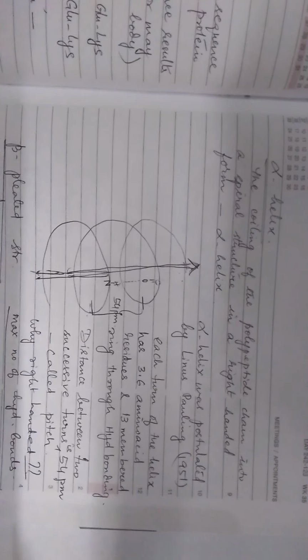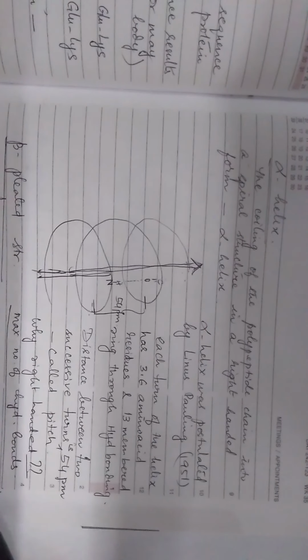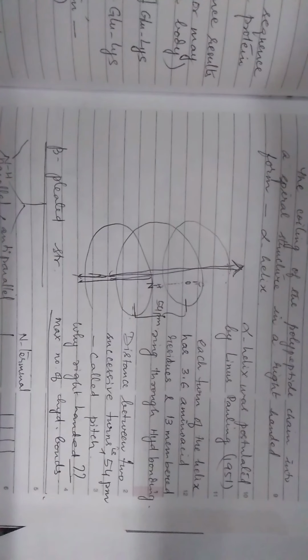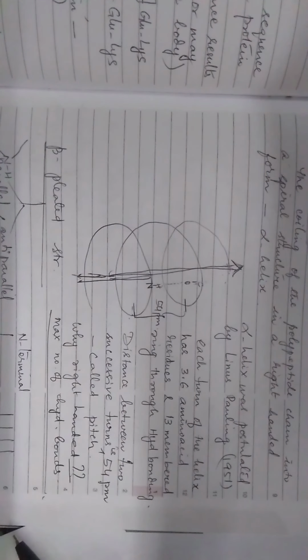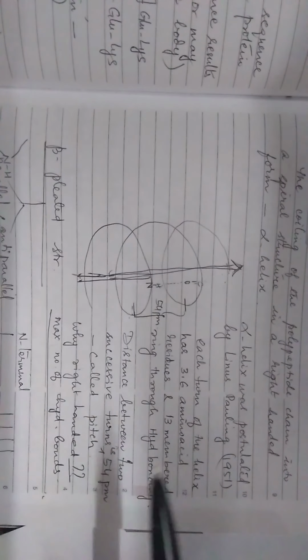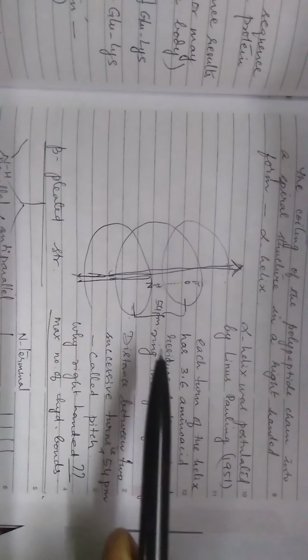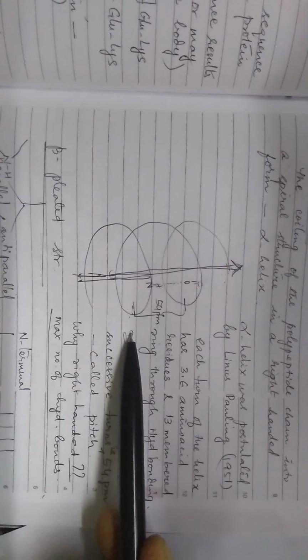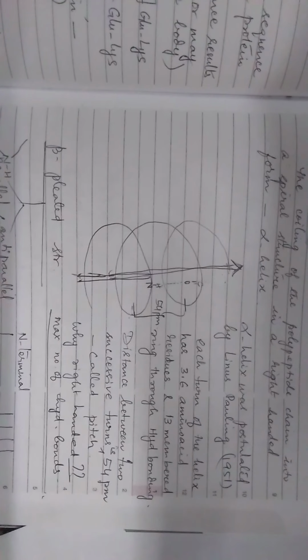Okay, now why, you may ask, only right-handed helix, why is it so? Because in this form only there is the maximum number of hydrogen bonds. That is why this alpha helical structure has been found to be the most stable one, right? And then the next one is beta pleated structure. Now in this beta pleated structure, what happens?